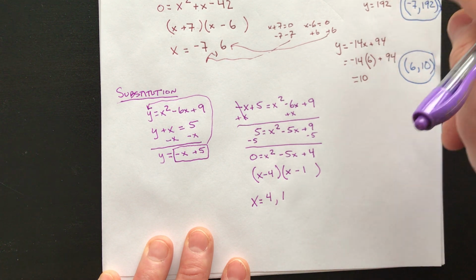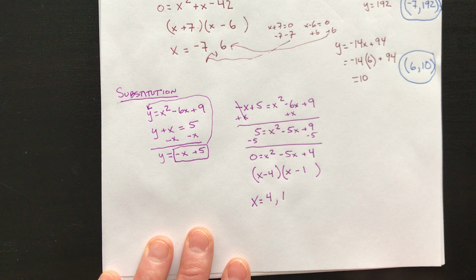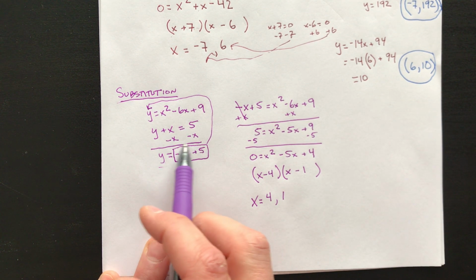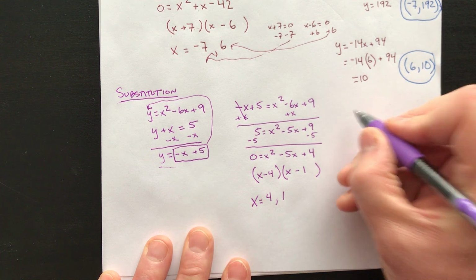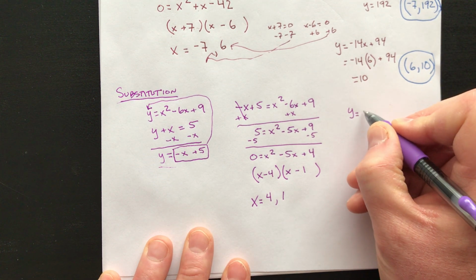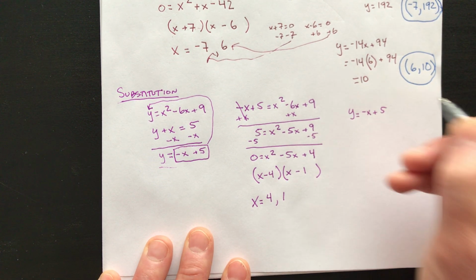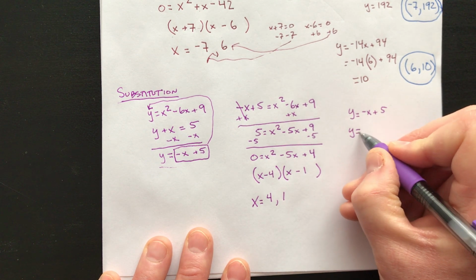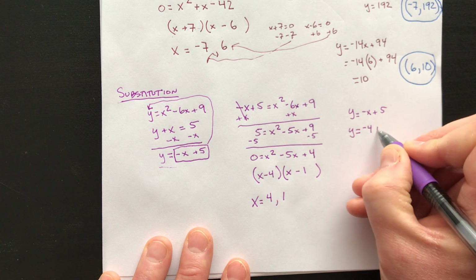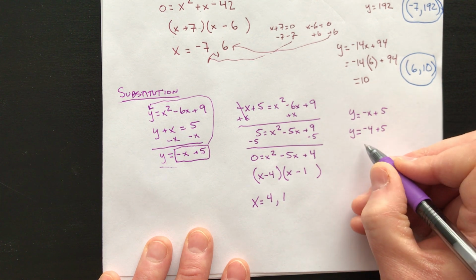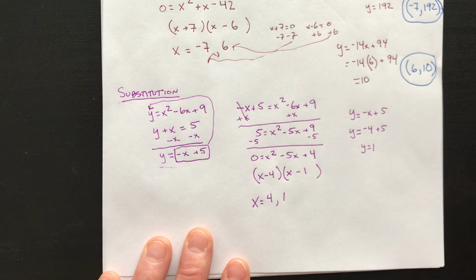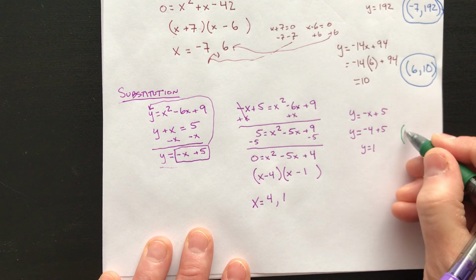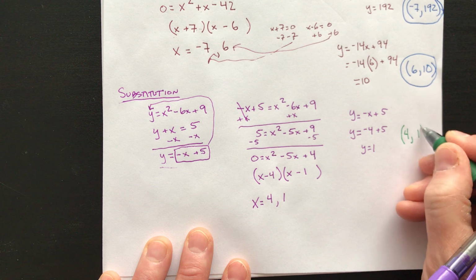And we have to do just like what we did up here. All right, I'm going to choose this equation right here to plug into. So y is equal to negative x plus 5. So I plug in my y is equal to a negative 4 plus 5. So y is equal to 1. So my first solution here, 4, 1.